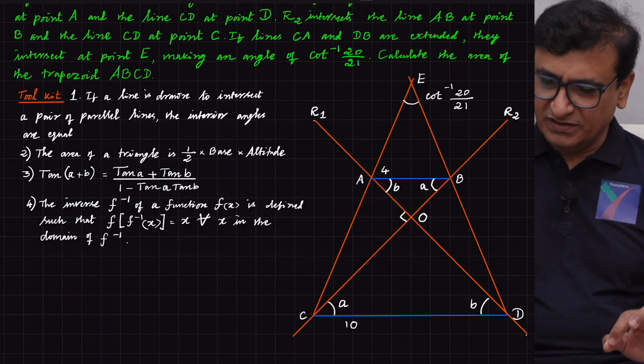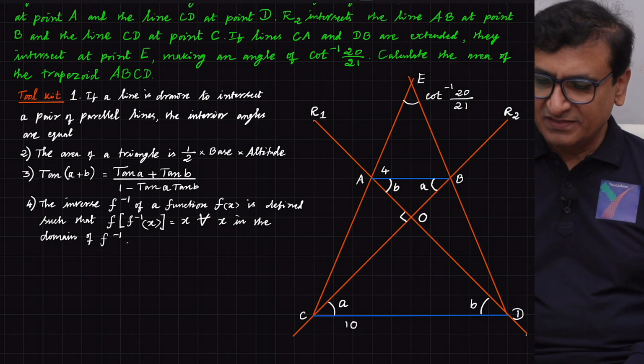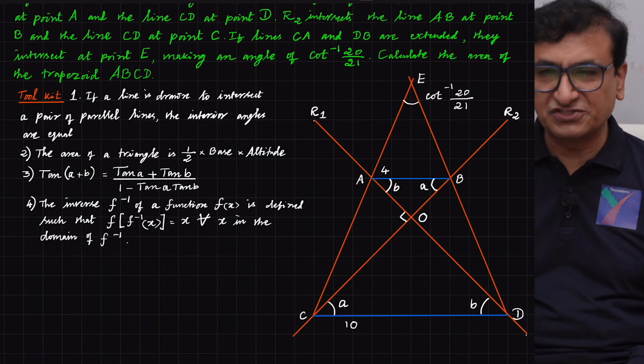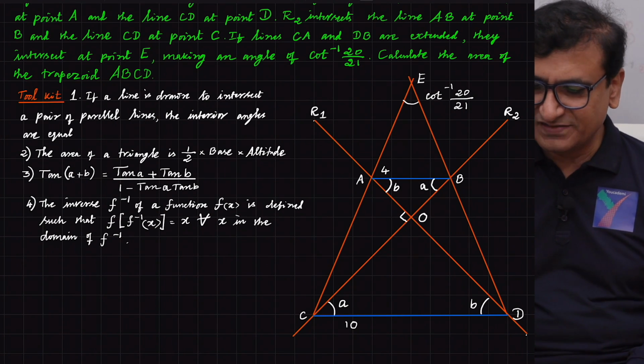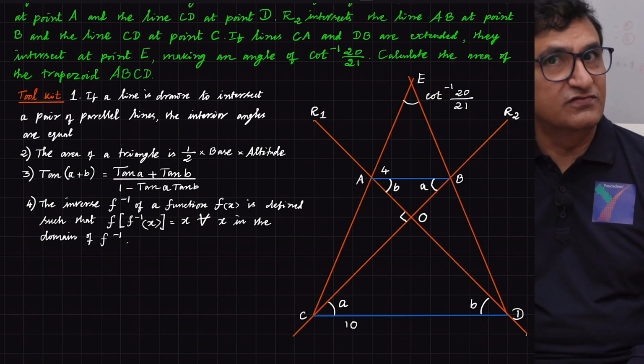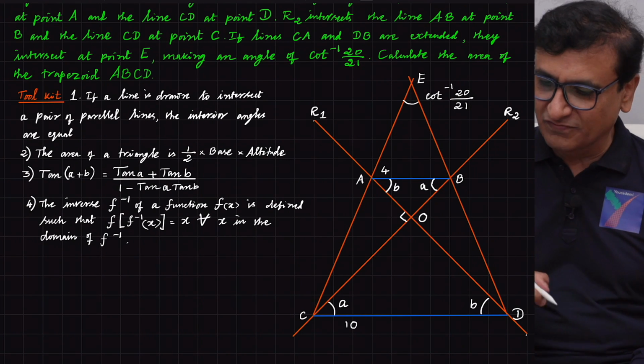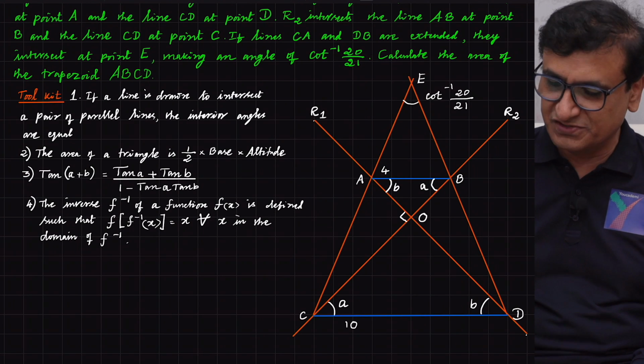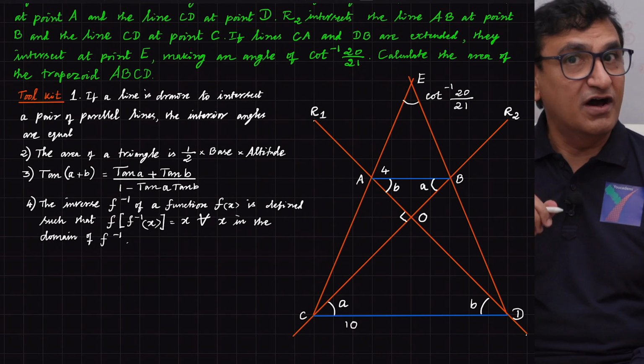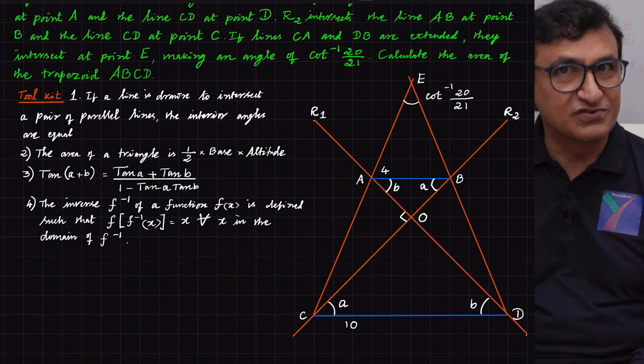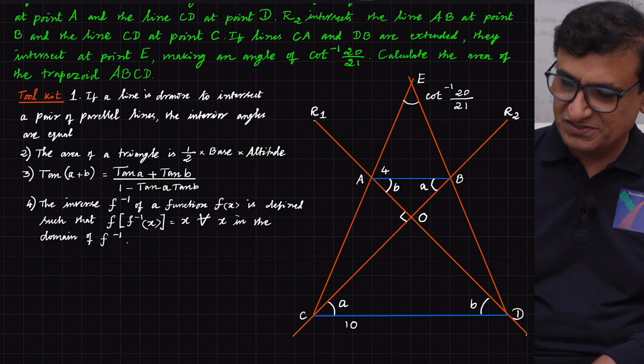Okay, it reads like this. The inverse, f inverse of a function f of x, is defined such that f of f inverse of x equals x for every x in the domain of f inverse. Now, the domain of cot inverse is all real numbers.